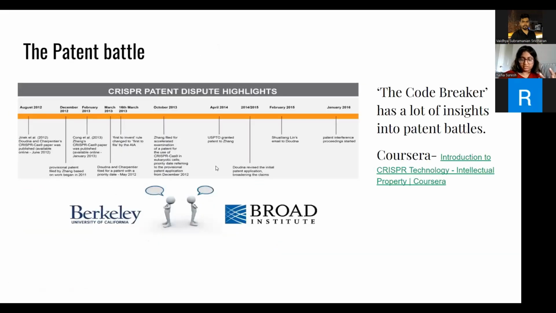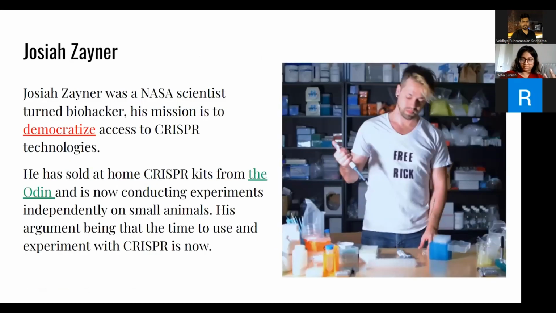Right. So this is Joshua Zayner. He is a biohacker. He was a NASA scientist. He has a PhD from the University of Chicago. He turned biohacker on his mission to democratize access to CRISPR technologies and gene editing in general. He is actually here in Austin, and his company is called The Odin. They're conducting experiments. His latest experiment is him changing his gender genetically into a woman. He's a very eccentric character, to be very honest.